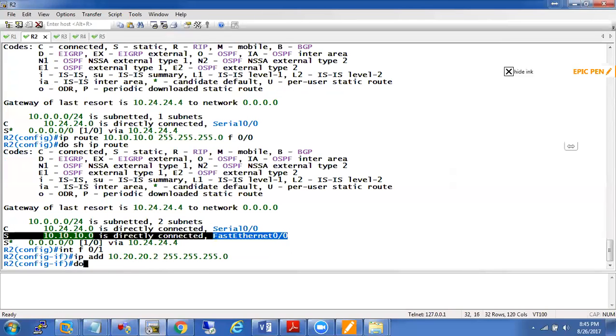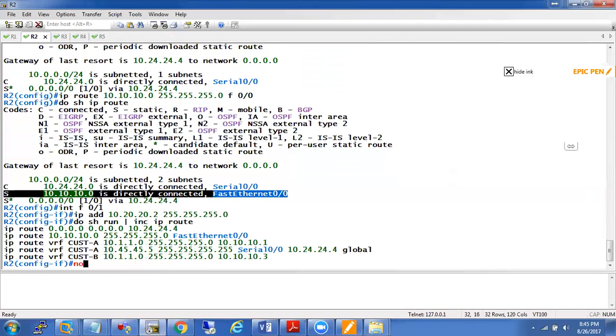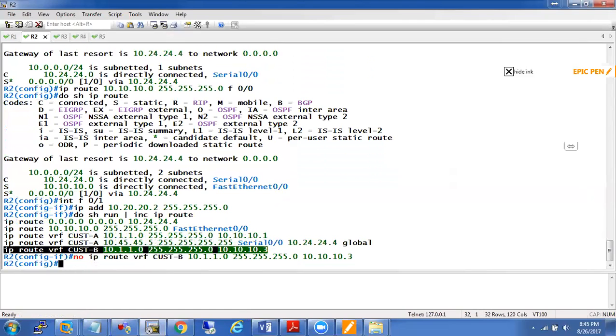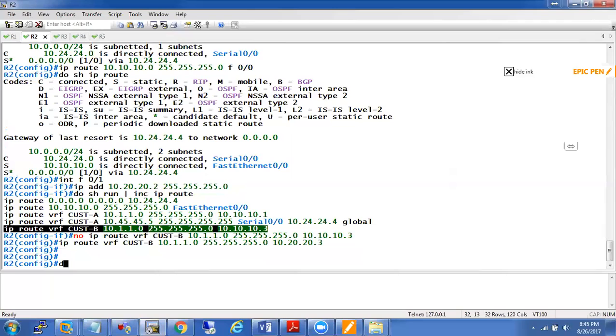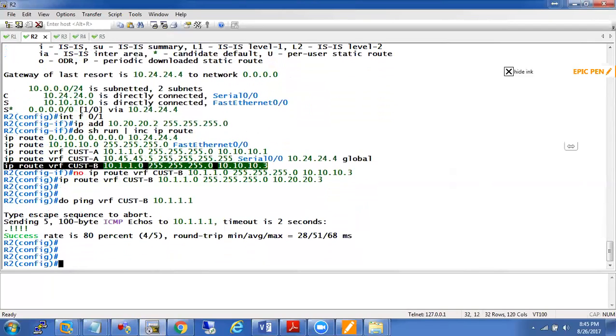And on R2, no for this guy. To ping 10.1, to ping VRF cust. There you go. All right.